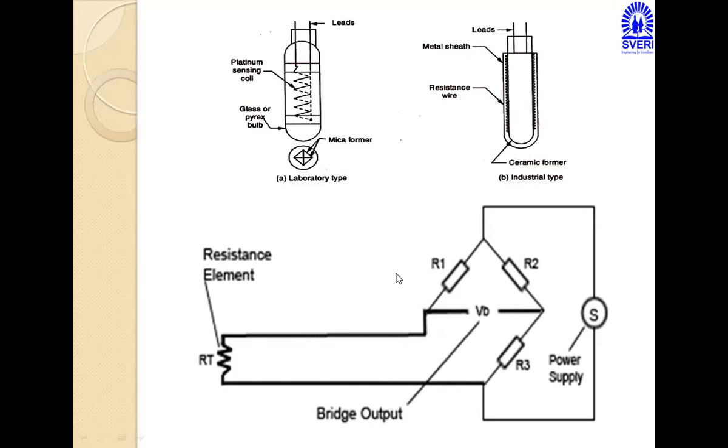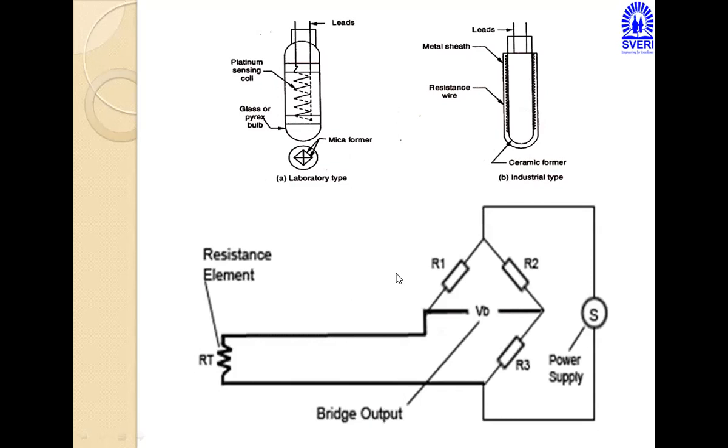Resistance temperature detector means you have to use some resistance to detect the temperature, in laboratory type and industrial type. Laboratory type, somewhat the range will be minimum compared to the industrial type. This RTD is based on the Wheatstone bridge circuit. Wheatstone bridge circuit means R1, R2, R3, and the last one is RT, means R4. They are the four resistances.